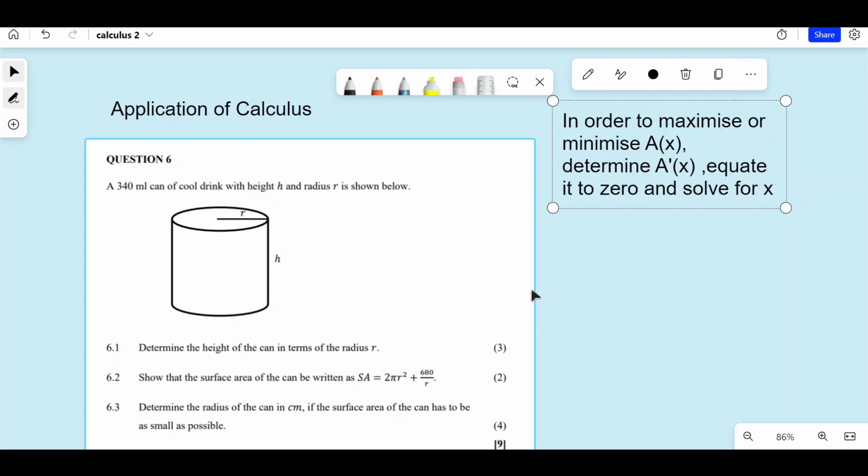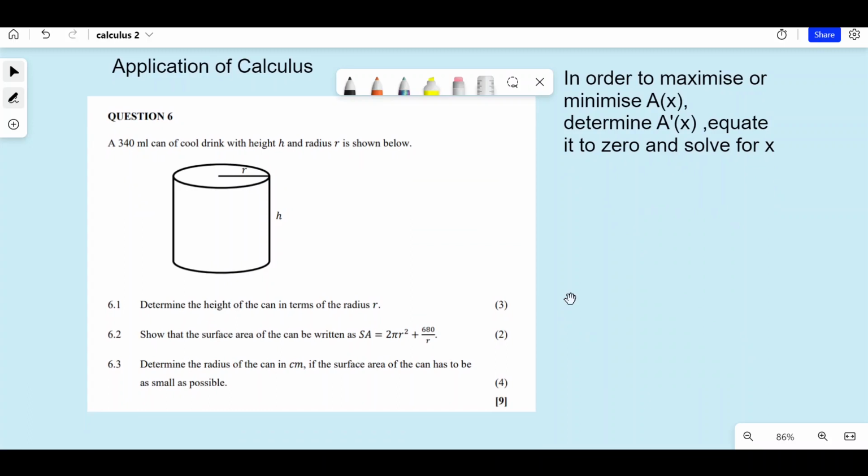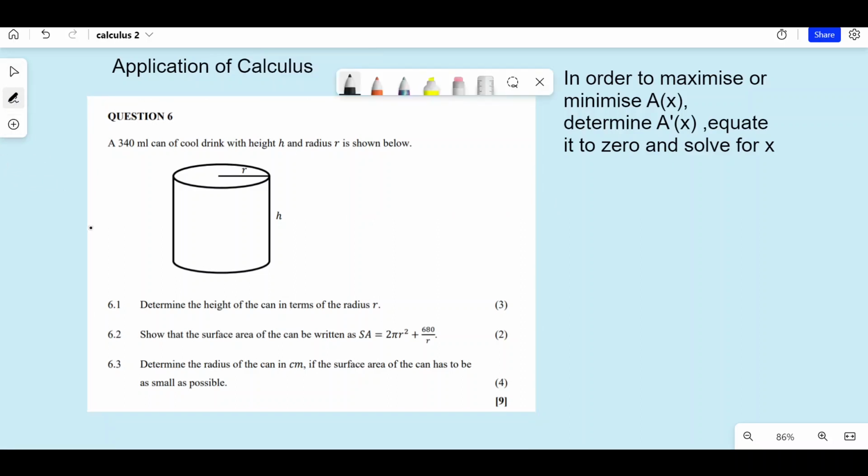You can see it's a measurement question that you have done in grade 11, but here we are going to do it in application of calculus. A 350 ml can of cool drink with height h and radius r is shown below. Determine the height of the can in terms of the radius r. That is the question, 3 marks. So remember, always the given information is very important. A 350 ml can of cold drink means 350 ml represents the volume of the can.